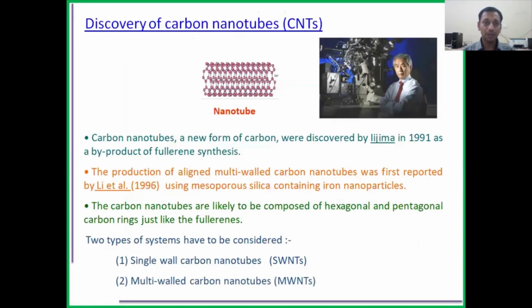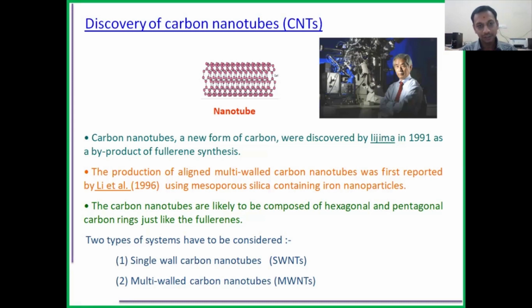The discovery of carbon nanotubes is also a very good history. Professor Sumio Iijima synthesized the fullerene by using the arc discharge method. And after his synthesis, he was observing the material under the transmission electron microscope. During the observation, he found an elongated structure that looked like fullerene, but it was an elongated structure.